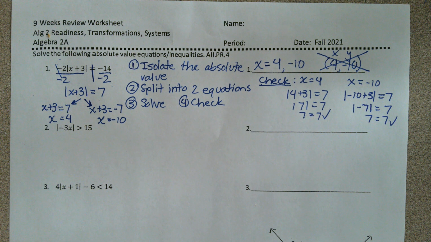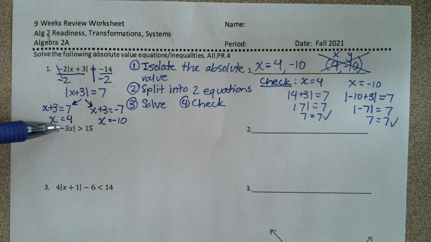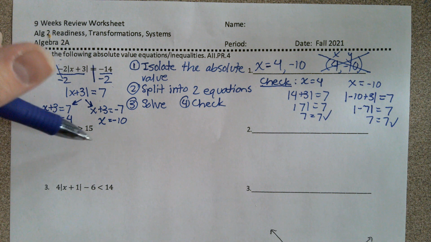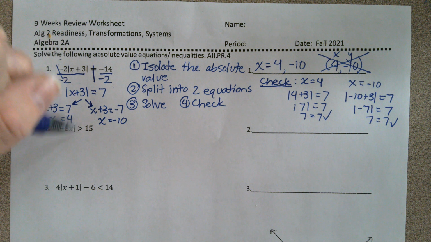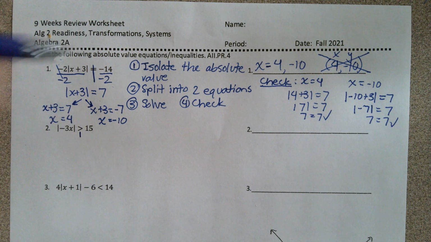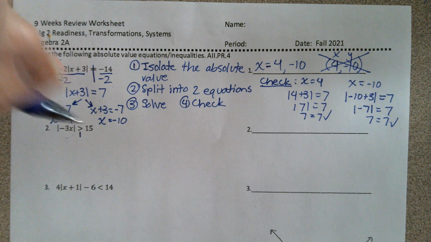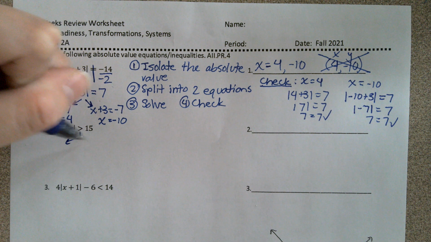Number 2, |-3x| > 5. So the process is pretty much the same. It's just going to look a little bit different since it's an inequality. So first thing we want to do is isolate the absolute value. This has already been done for us. This would be where my line would be, and notice that the left side has just the absolute value like we wanted. So now I split into two equations.